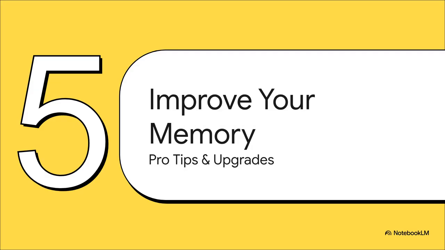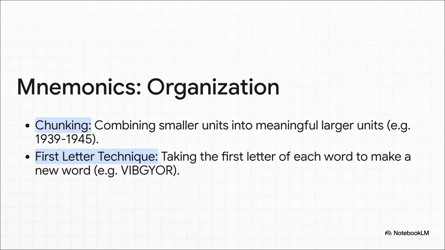All right, now for the really good part, the pro tips and upgrades. How can we actively improve our memory's performance? Well, let's look at some super powerful science-backed techniques called mnemonics. First up, we've got tricks that are all about organization. Chunking is a big one. This is where you group little bits of info into bigger, meaningful units. So instead of trying to remember a long string of numbers, you group them, like turning those digits into the years of World War II. Instantly easier. Or you can use the first letter technique to create acronyms, which are just perfect for remembering lists, like the colors of the rainbow.